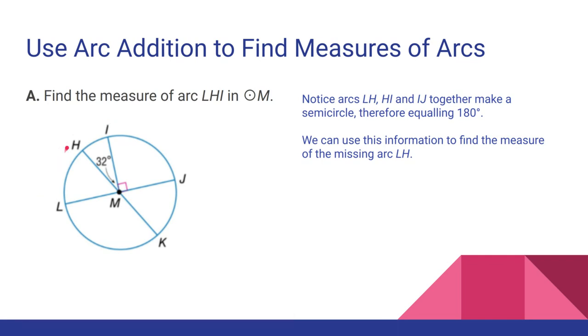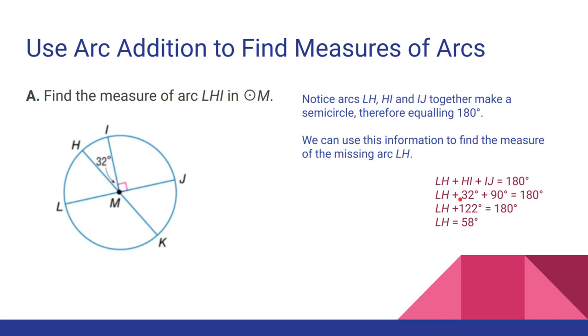Notice arcs LH, HI, and IJ together make a semicircle, therefore equaling 180 degrees. We can use this information to find the measure of the missing arc LH. So we're going to work with only half of our circle here because we're given that this is 90 degrees by the right angle. We're given this is 32 degrees. So it's easier to work with the semicircle to find this missing piece here. So we're going to set this up as arc LH plus arc HI plus arc IJ equals 180 degrees. We're going to go ahead and substitute the values that were given. So we're looking for our missing arc LH.